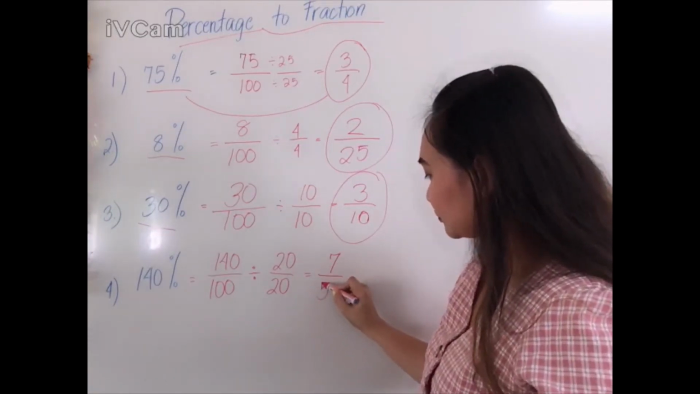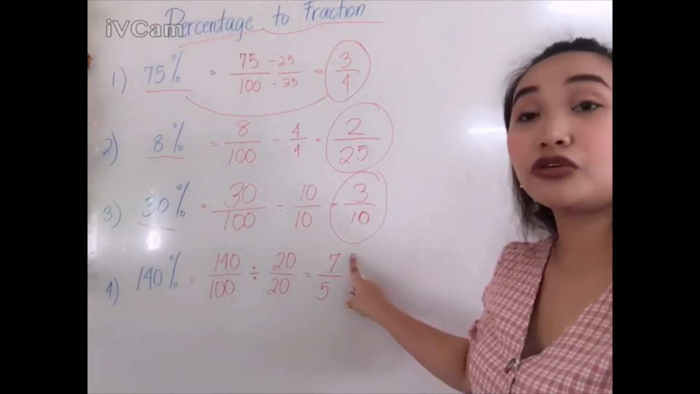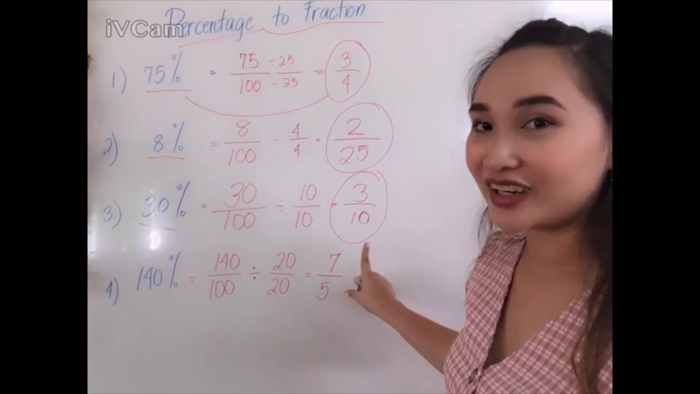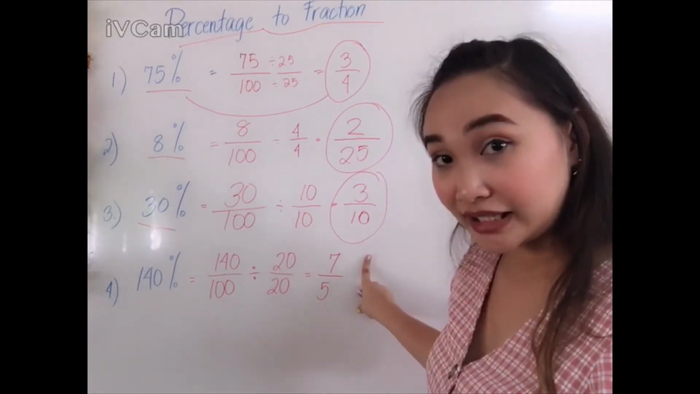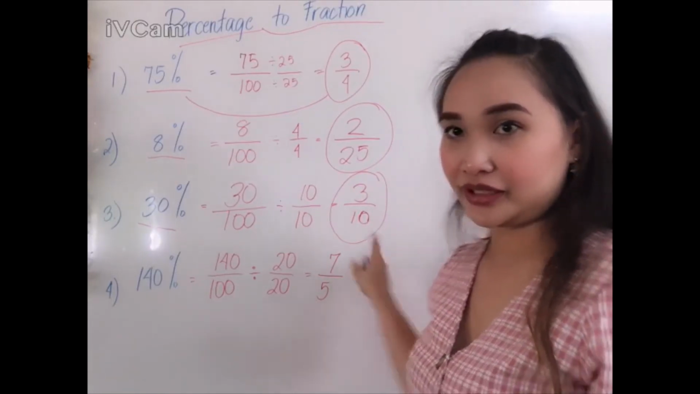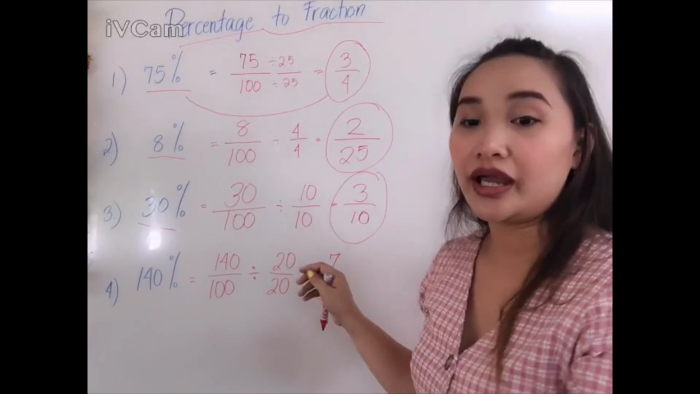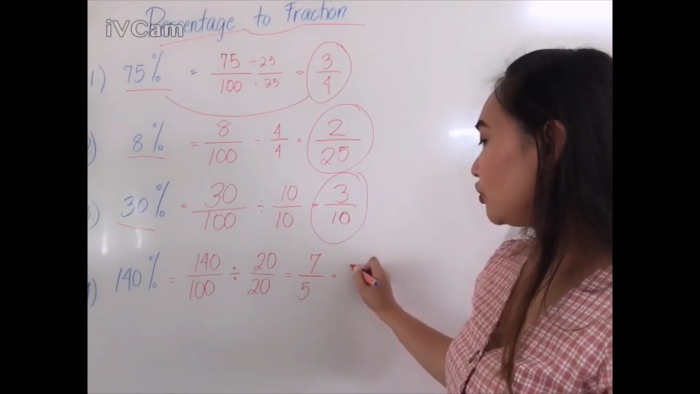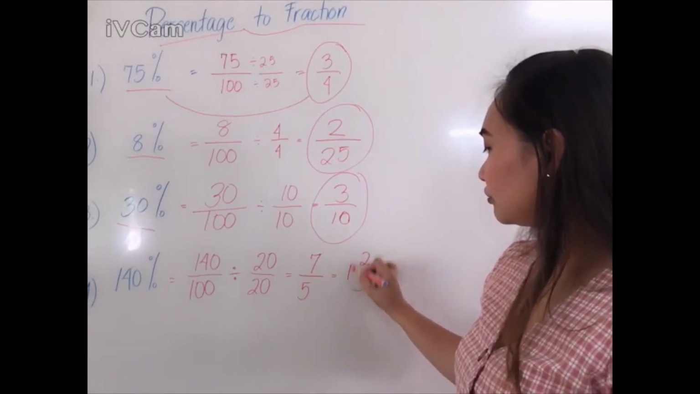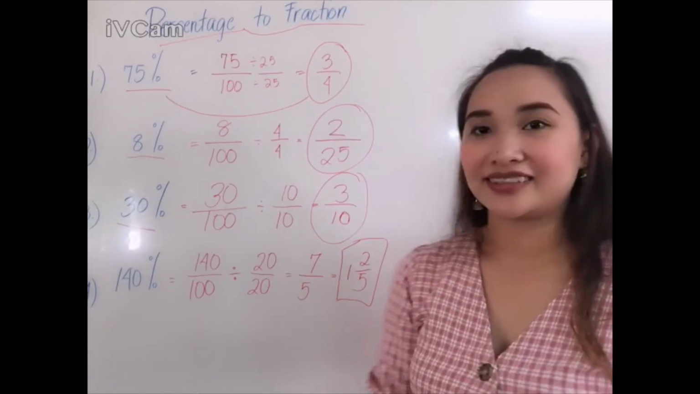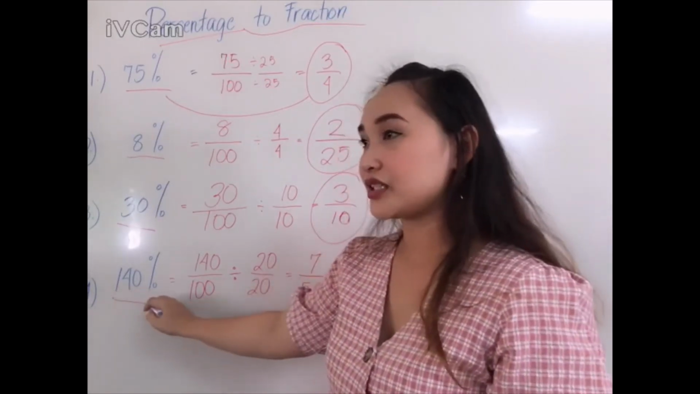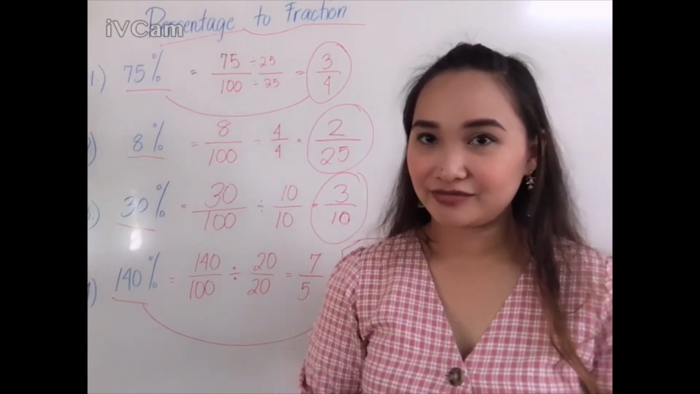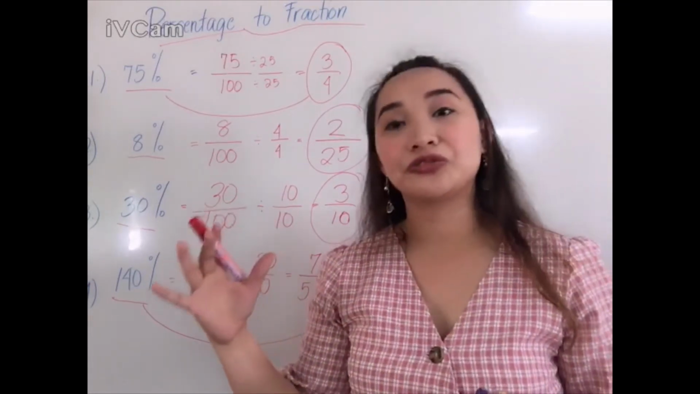Very good. Alright, so now, this is fraction form, right? But what is this? Improper fraction. So we have to change this into a mixed number. So what is the mixed number of that? That is equal to 1 and 2 over 5. So this is your final answer. So therefore, 140% is 1 and 2 over 5. So that's it. Percentage to fractions.